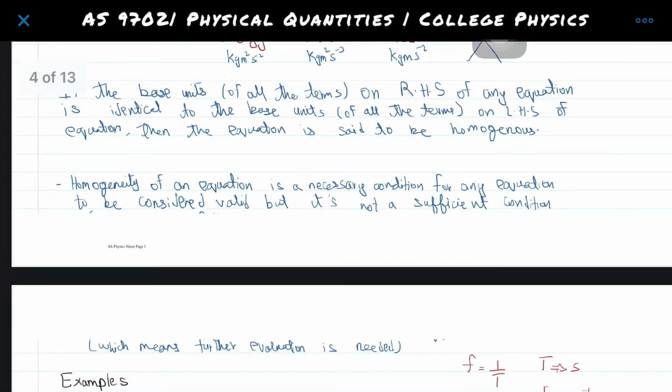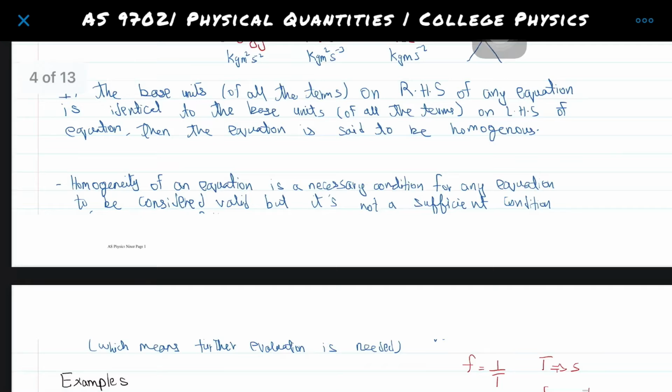For example, we have 5 apples and we have 3 oranges. That is a total of 8 fruits. But since apples and oranges are not the same things, therefore this equation is not going to be homogeneous, because if we consider it in terms of base units, the base units would not be similar.